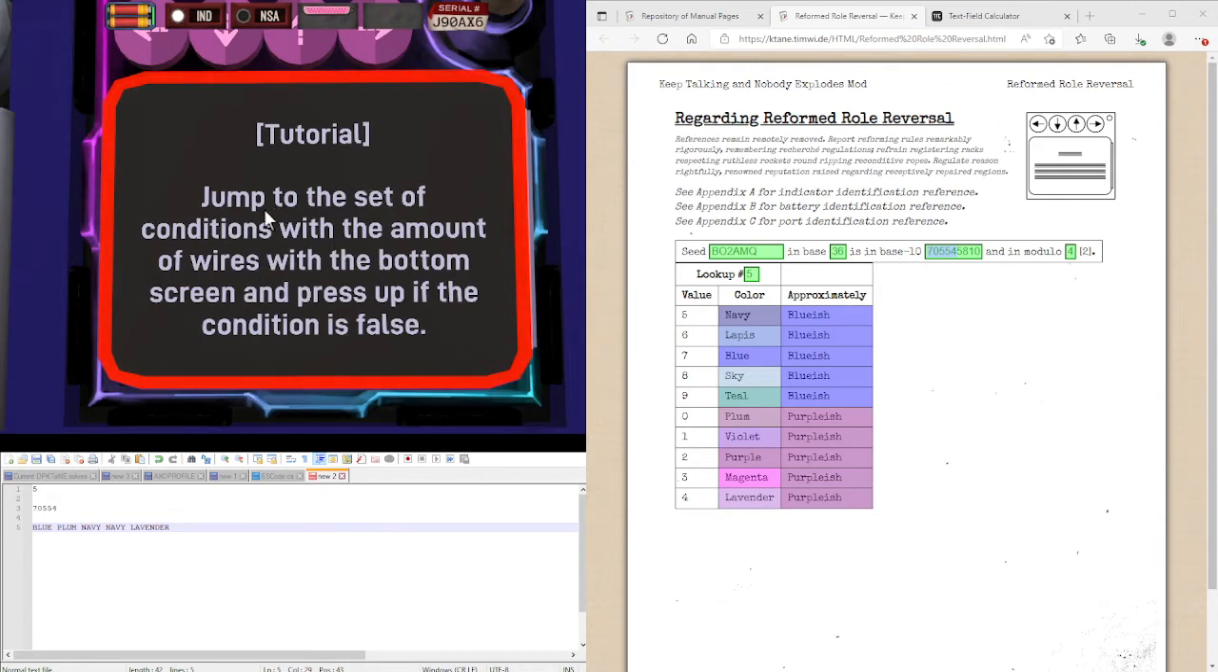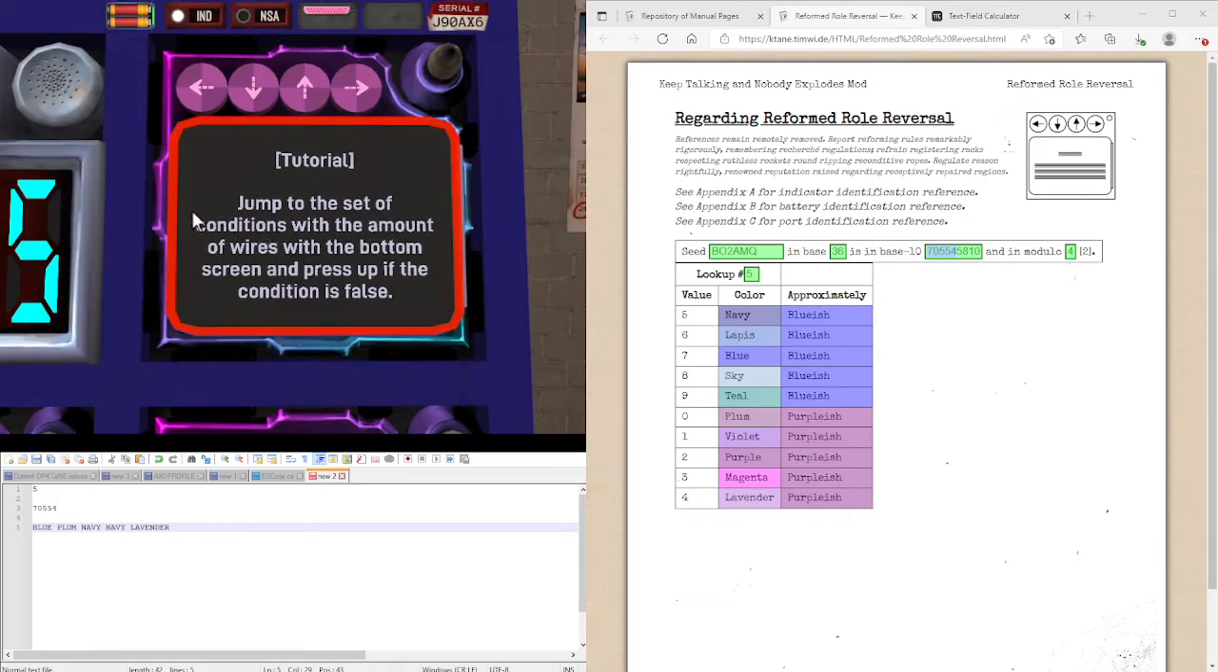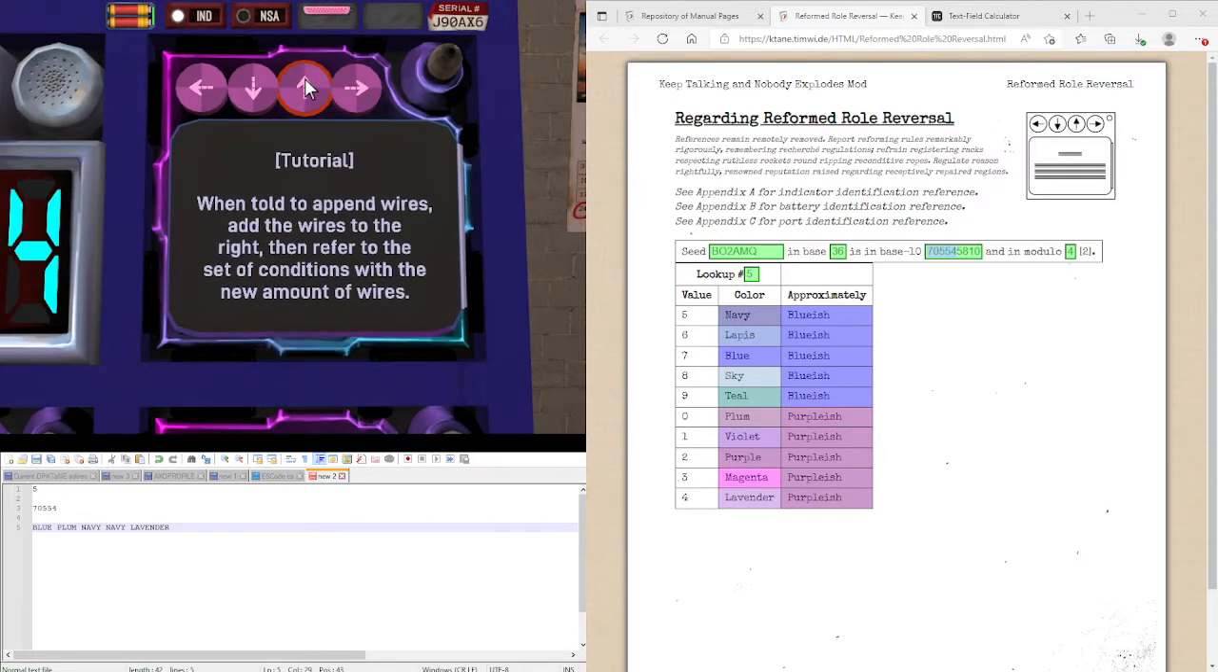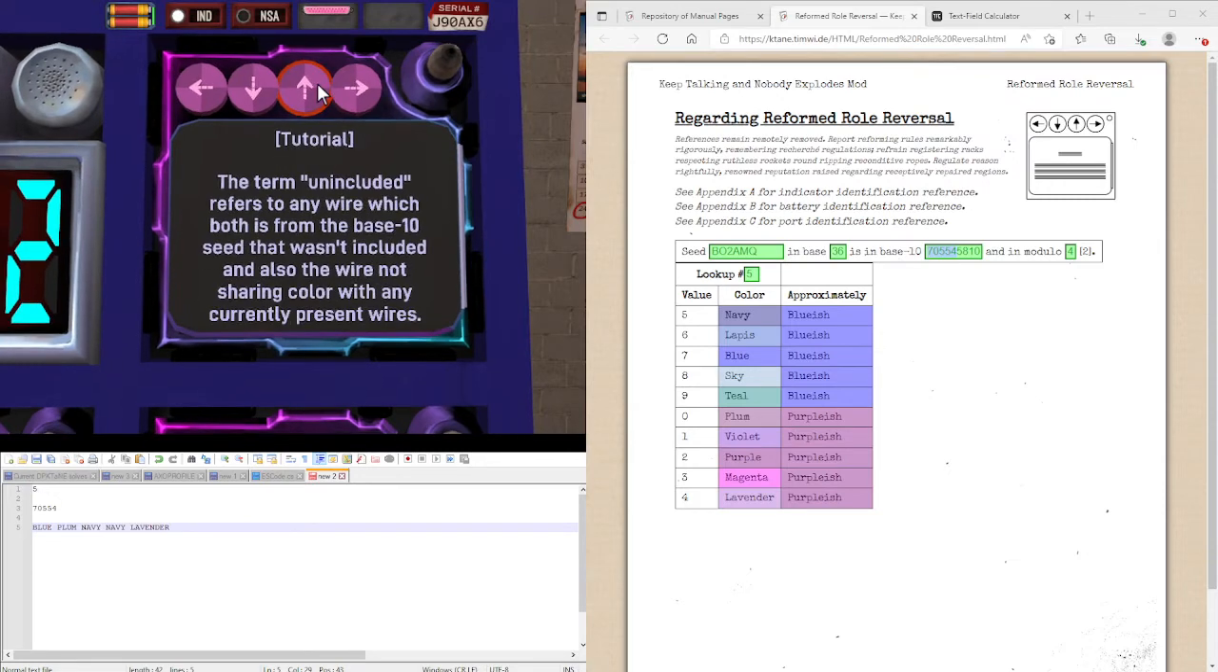So this is the same as regular Role Reversal, where you just move to the screen talking about the amount of wires. When trying to put one, add the wires to the right, sometimes it asks you to add them to the left instead. So unincluded, for anyone that was not from the base 10 seed, is one that wasn't included and doesn't share a colour. As we see here, this 5 is not unincluded because there are already 5s used, but the 8 is because there's no other 8s used currently.